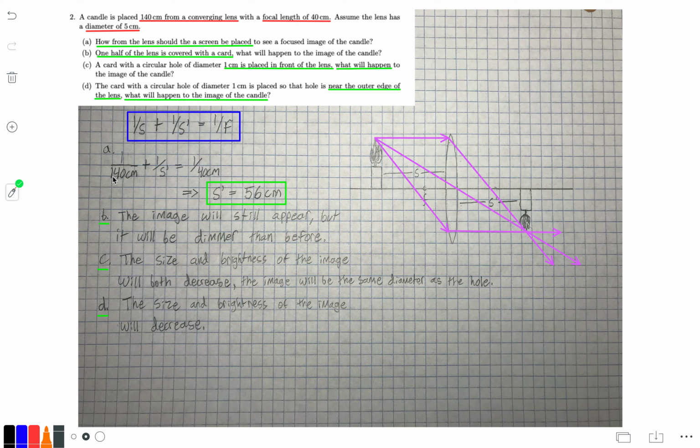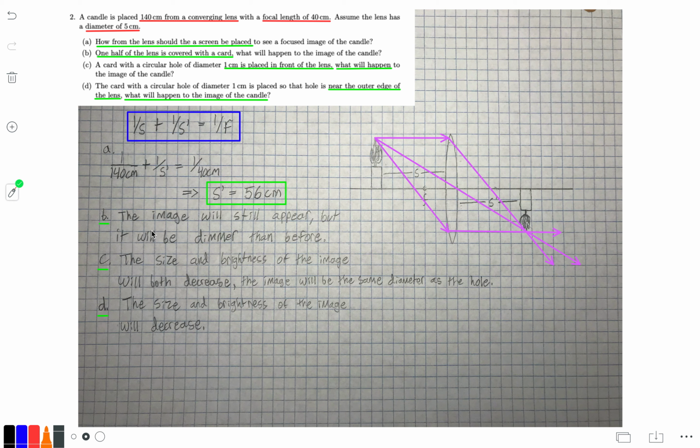So what I've done here is just set up, as our S we have 140, and as our F, our focal length, we have 40 centimeters here. Then we can just go ahead and solve for S prime, and we get 56 centimeters. So we would see the image 56 centimeters here.